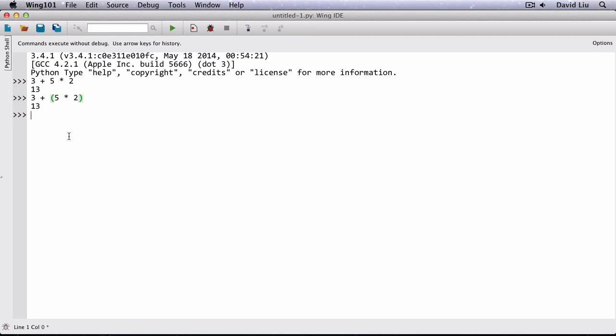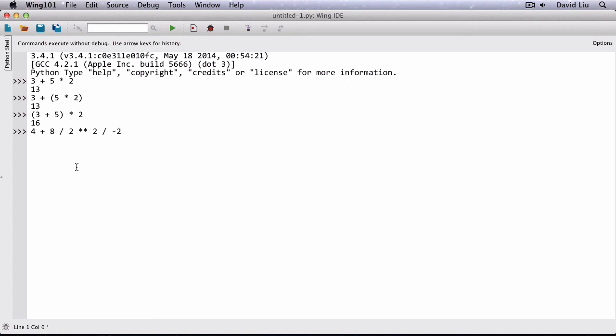And note that adding brackets really does change the order of operations. So if I put brackets around the 3 plus 5, I would expect to get 16. Because now Python evaluates the 3 plus 5 first, giving us 8, and then multiplies that with 2. Now let's look at a more complicated expression.